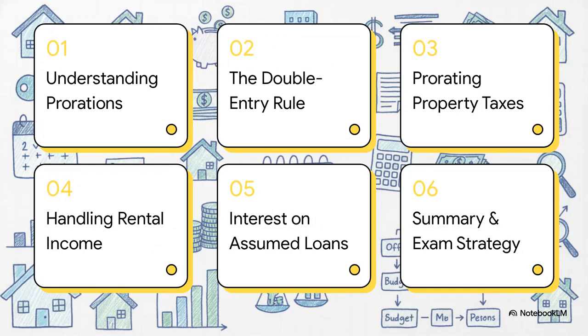Here's our blueprint for today. 1. Understanding real estate prorations. 2. The double entry rule. 3. Prorating property taxes. 4. Handling rental income. 5. Interest on assumed loans. And 6. Summary and exam strategy.